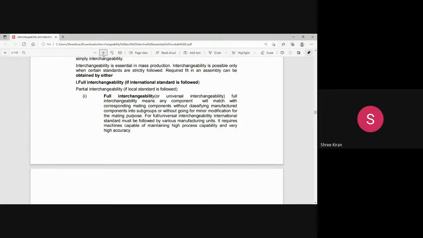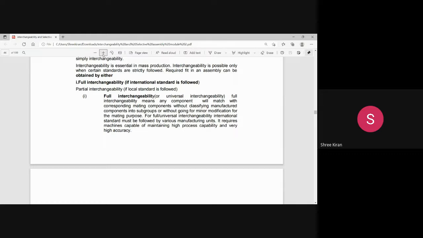Then physical and mechanical parameters: the specific gravity, hardness, strength, and others. Then the chemical composition, the chemical composition mixtures. Then the electrical parameters. All these are the various parameters in interchangeability: geometrical, physical and mechanical, chemical, and electrical. These are the various parameters which are employed here.